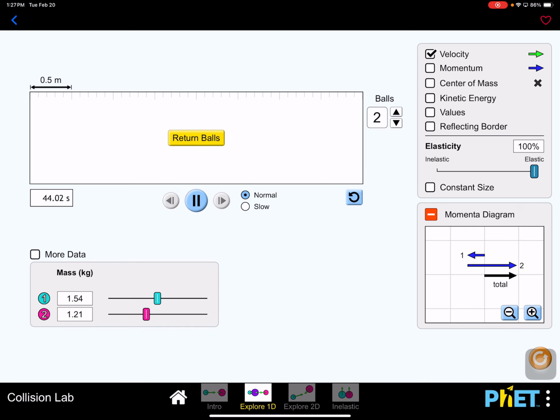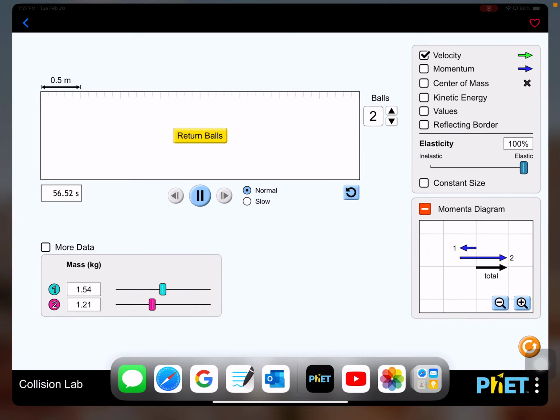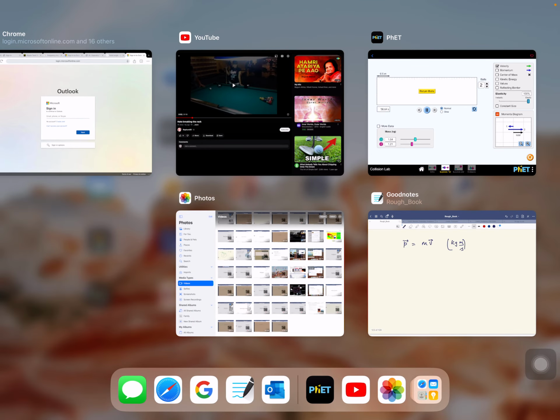One of the ways collisions and accidents are analyzed is that they know the momentum before the collision is equal to the momentum right after the collision. That's the rule we're going to learn. Let me show you another simulation.